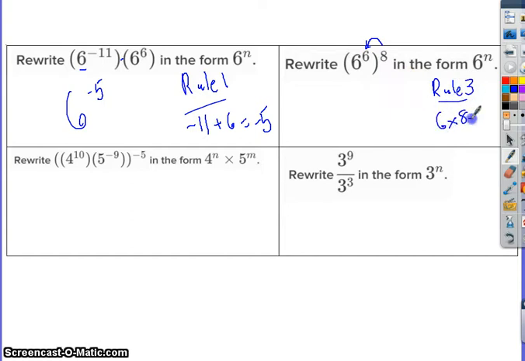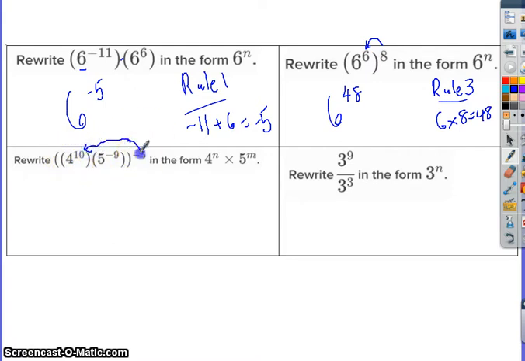6 times 8 is 48. So that's 6, the base, to the 48th power. And then the next one, a lot of people are trying to combine these two, but you can't. Just like you can't combine fish and hot dogs, you can't combine 4 with 5.